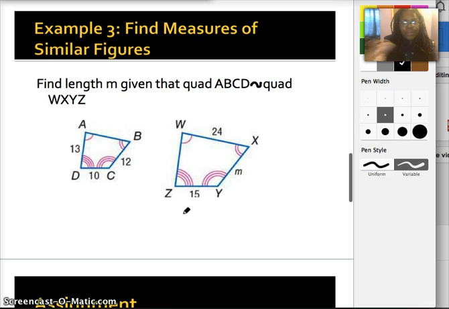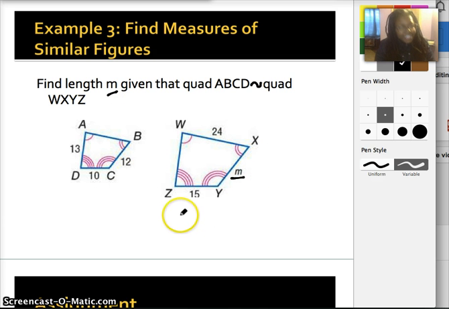All right, so here we have a situation where we have quadrilaterals. Quadrilaterals are just four-sided figures. We could have any kind of sided figure to have similar figures. Oftentimes you'll see triangles though, but here we have quadrilaterals. We can do what we need to do. Find the length of the missing side. The missing side in this case is M, and so we're going to find the length of M.